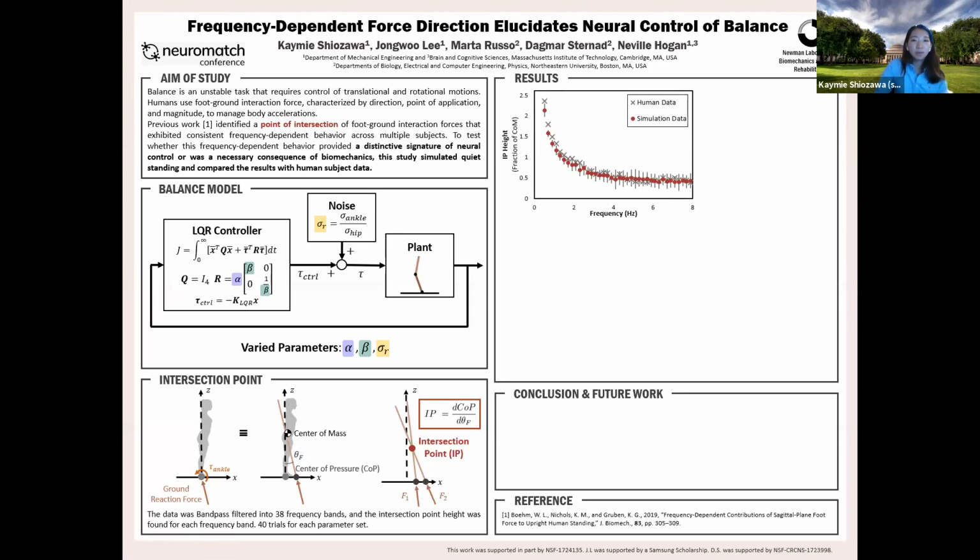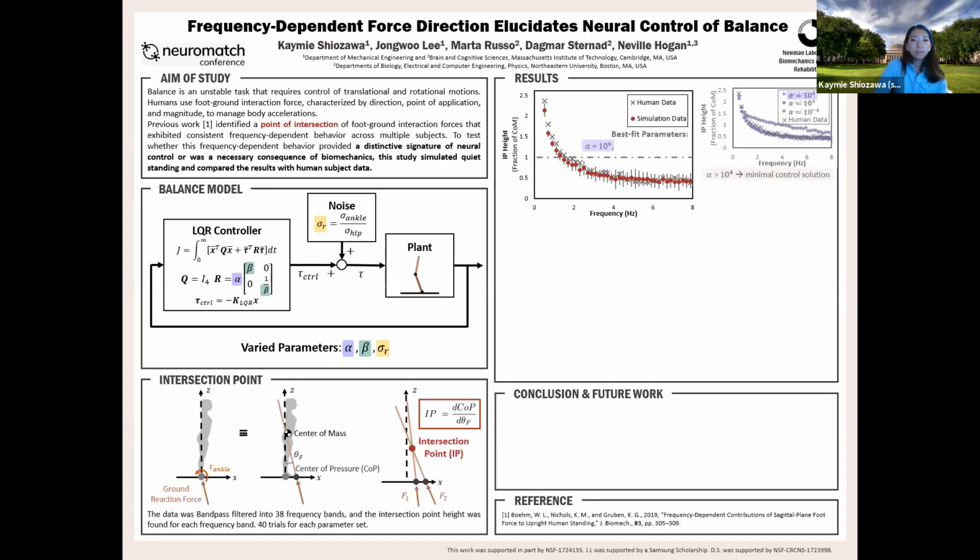Before getting into the best fit parameters that I found, we saw that for all stabilizing controllers, the intersection point followed a trend where it was above the center of mass at low frequencies and below the center of mass at high frequencies. Because changing the controller parameters didn't alter this general trend, it most likely signifies a necessary contribution of biomechanics. However, the frequency at which the intersection point crosses the center of mass, denoted by this value 1 in the y-axis here, or the high frequency asymptote of the intersection point varied across different tested parameters.